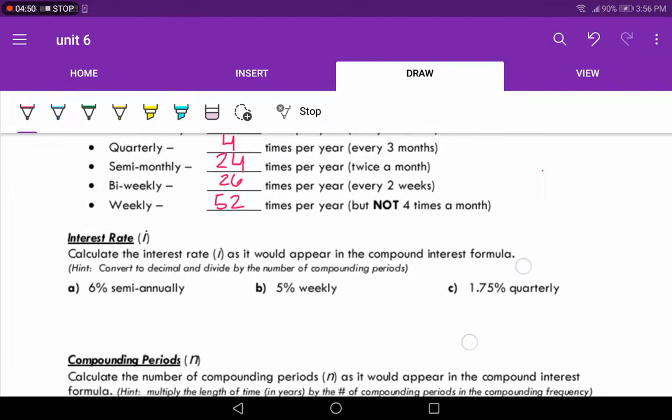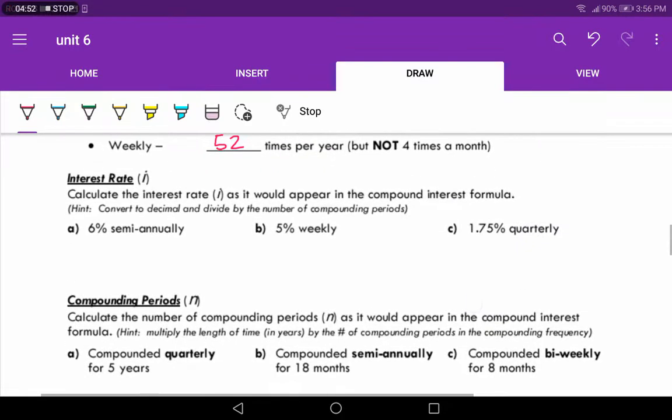Okay, so using that information, we need to figure out our interest rate. So it says calculate the interest rate I as it would appear in the compound interest formula. Hint, convert to decimal and divide by the number of compounding periods. So this is very, very important. This is what we're going to have to do every single time. Convert to a decimal, step 1, and then divide by the number of compounding periods.